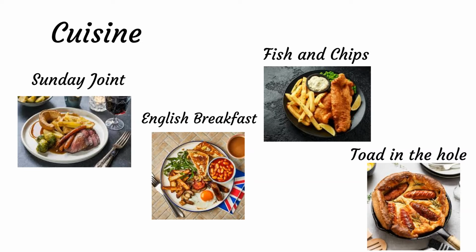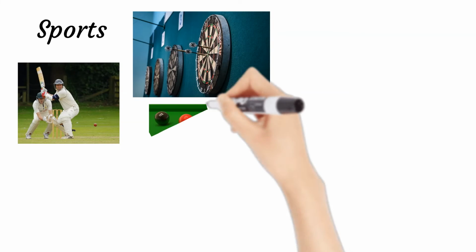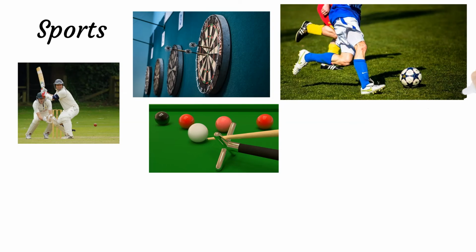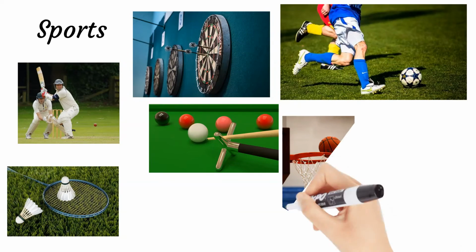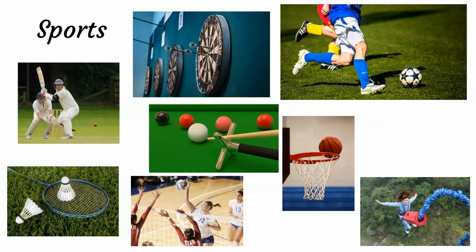England has a strong sporting heritage and during the 19th century codified many sports that are now played around the world. Sports originating in England include cricket, darts, snooker and football. It might even surprise you to find out that games such as badminton, basketball, volleyball and even bungee jumping also had some English enterprise behind them.